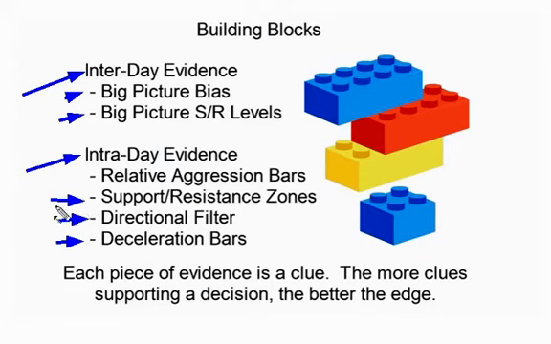What I want to focus on today is what we call our relative aggression bars. The relative aggression bars are telling us in real time, during a given time period, which side, buyers or sellers, is more aggressive in the market, because it's actually aggression that moves the market.